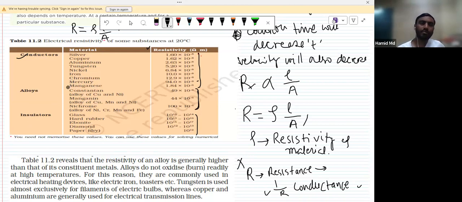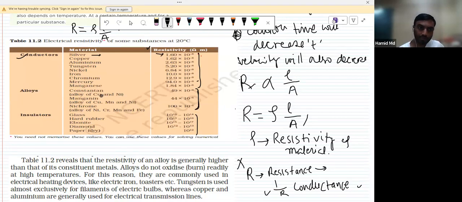Alloys are made up of two or more materials or conductors. So see, silver is 1.60. So all the expensive mobile phones or instruments in surveillance and security, the wires of those components and instruments are made up of silver. Got the point? Yes, sir.